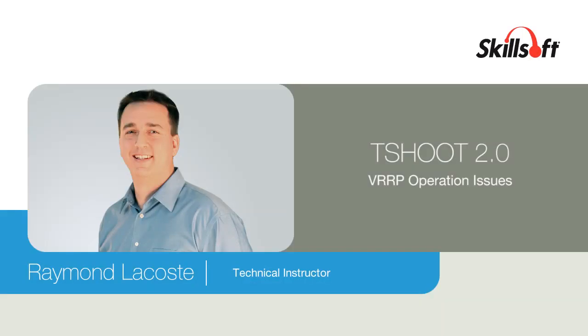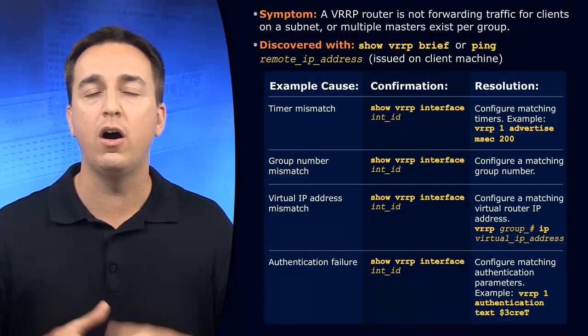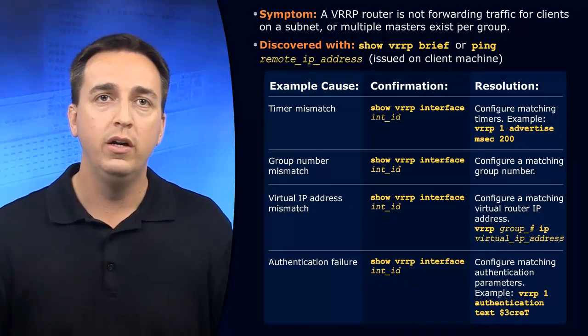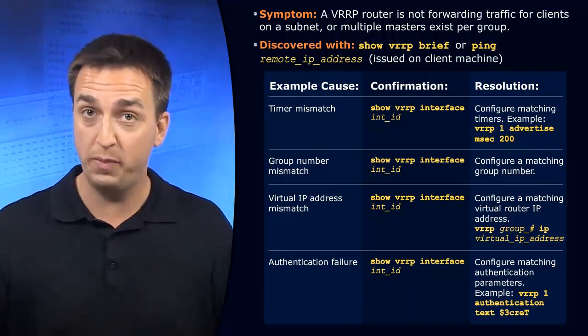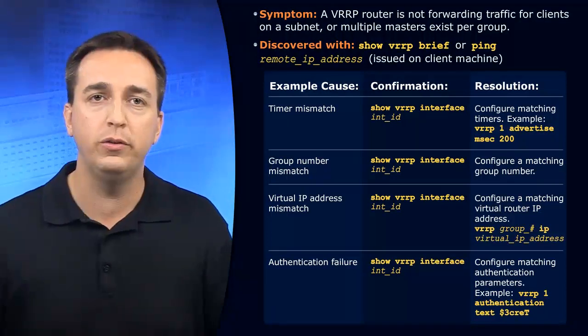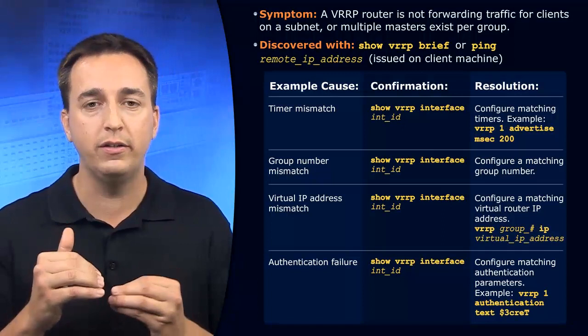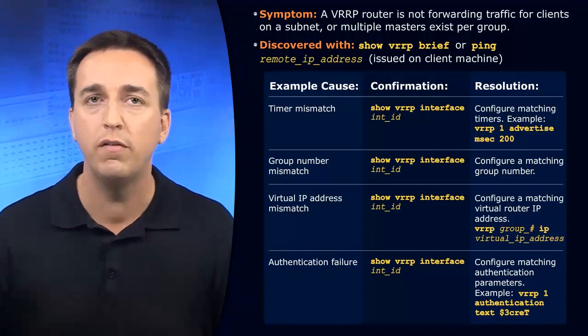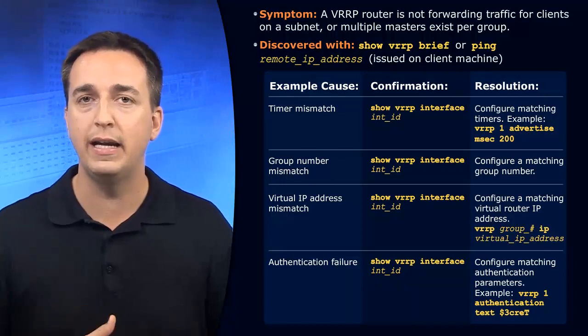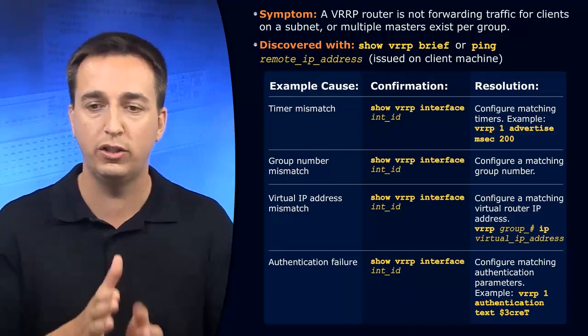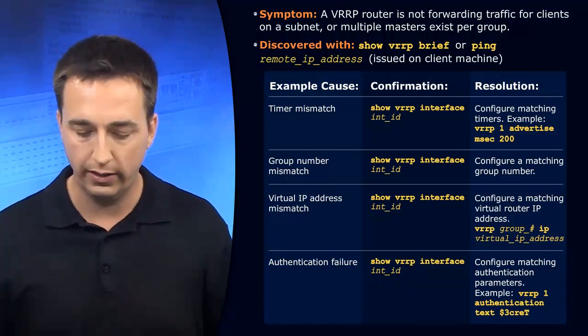There are a few different ways that you'll be able to verify your VRRP configurations. One of the ways is with show VRRP brief. Another way is with show VRRP. You'll also be able to use the running configuration to verify the configuration itself. And then you also can use ping and traceroute to verify connectivity. The thing I like about traceroute is you'll be able to trace the path that the client is using.